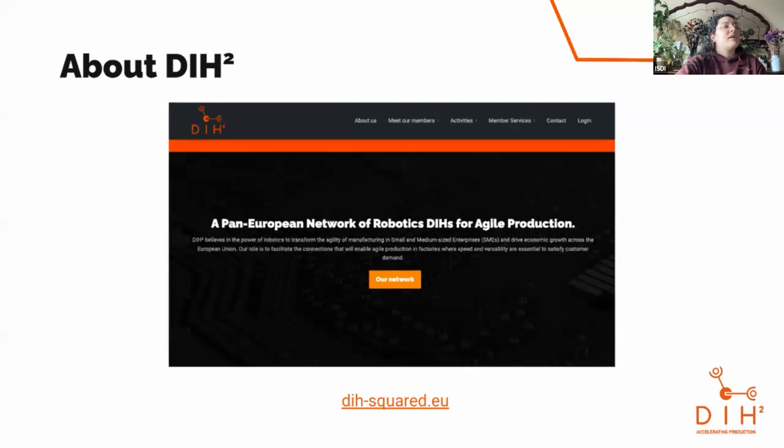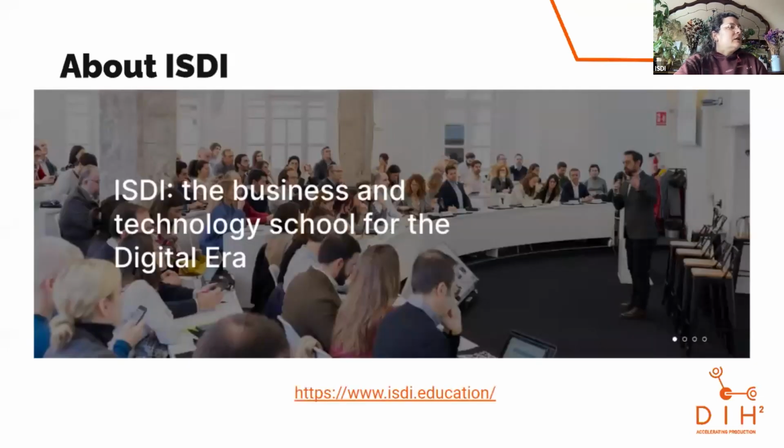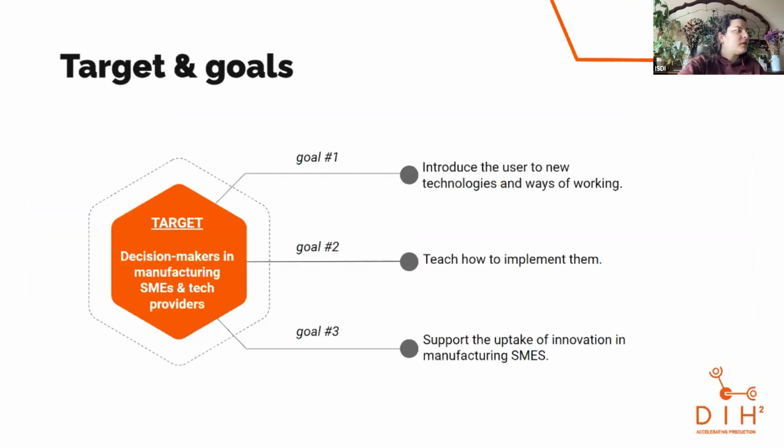We already have a large and growing ecosystem of organizations that have joined our network. If you're interested in learning more, just visit dih-squared.eu. The DIH² network is managed by a number of different partners from all across Europe, and each plays a very different role. In our case, ISDI, we are a digital business school based in Spain, and our role is to provide training courses that are currently open and free for anybody to access.